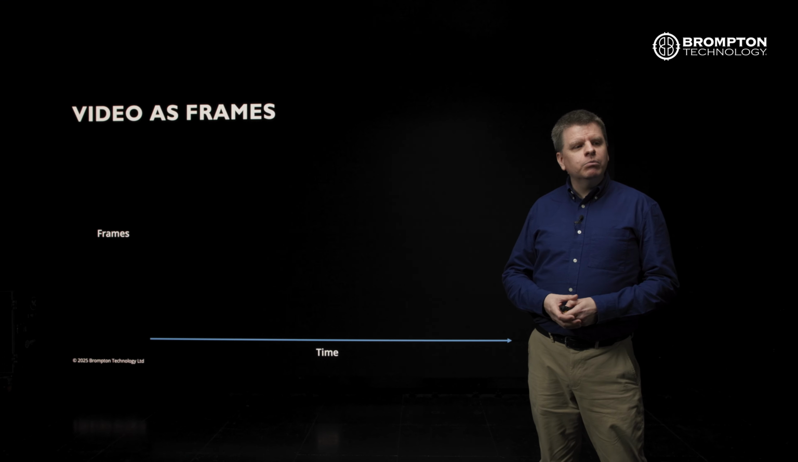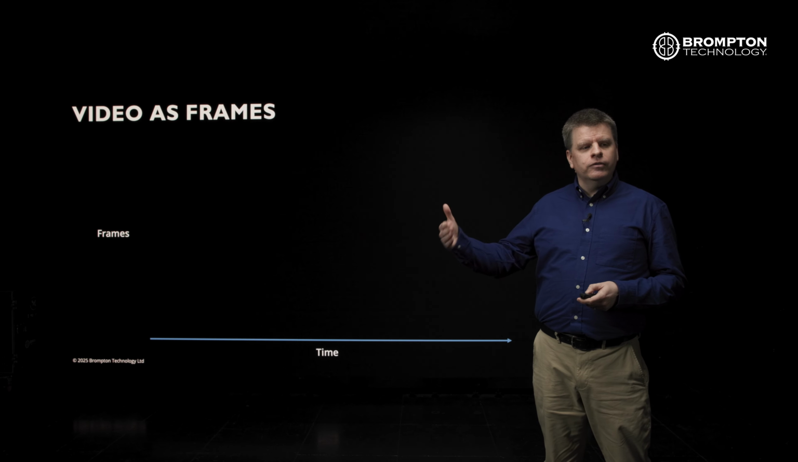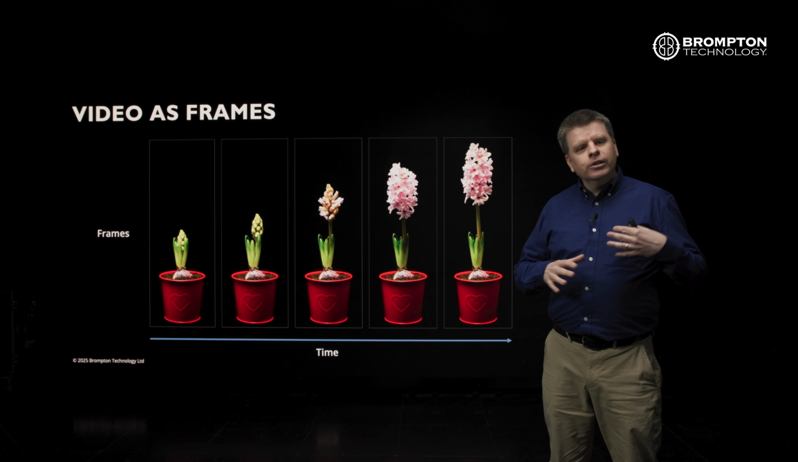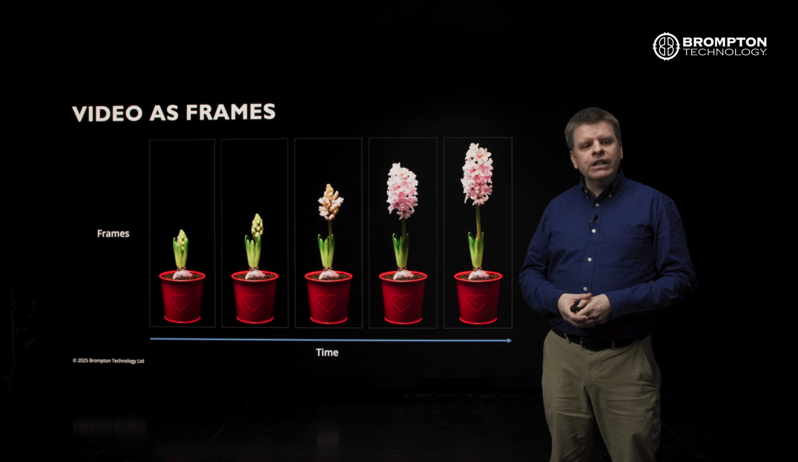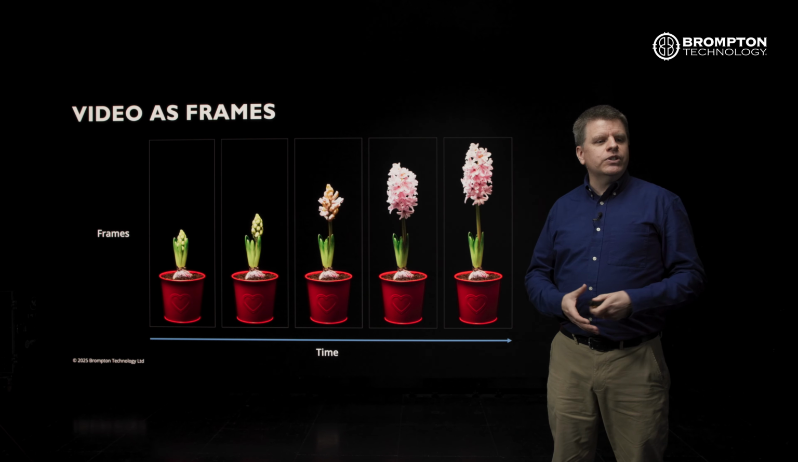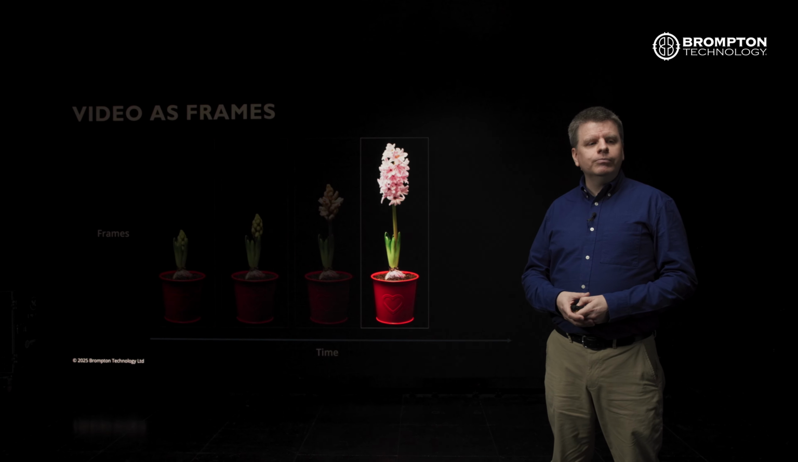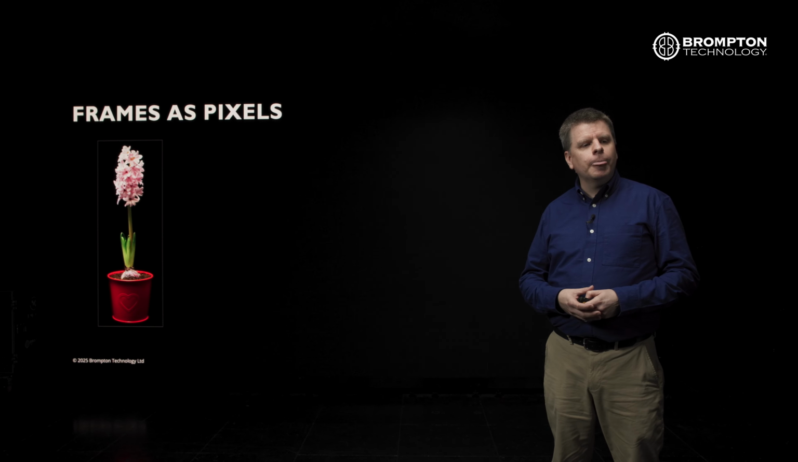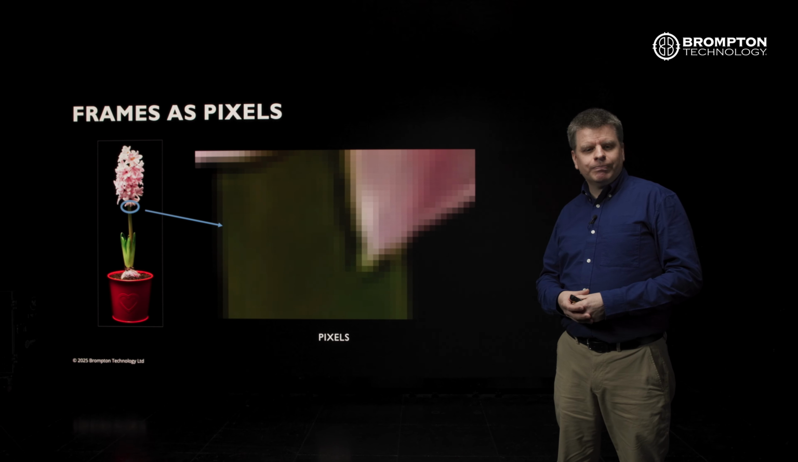So what is video? Well, it is essentially a sequence of frames or images that change over time. And by displaying them one after the other in rapid succession, we get the impression of movement, we get a video. So okay, video is a series of frames. What are those frames made up of? Well, if we take a look at one of those in detail, we're going to start to see that it's made up of a series of pixels.